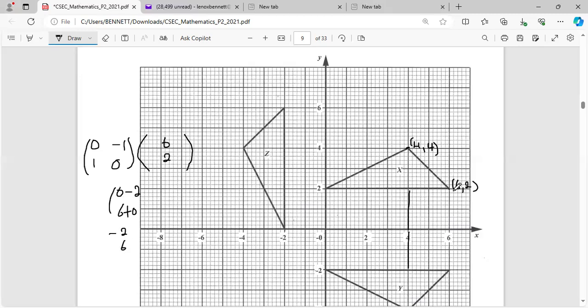So let's see if this point is there. I see it, so it's -2, 6. See there? Yeah. Alright, now look for the 4, 4, which is this point. So you do the same thing again.